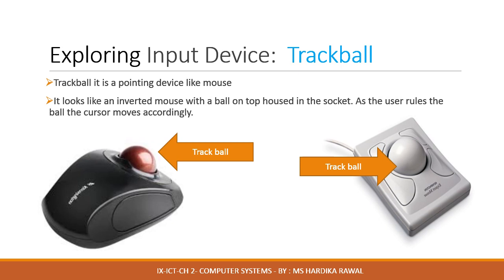Next device is the trackball. The trackball is a pointing device used just like a mouse. In fact, it looks like an inverted mouse with ball on top housed in a socket. The user rolls the ball with the fingers directly to move a cursor. Trackballs are common on portable computer laptops where there may be no desk space to run a mouse. It is not very popular because of its durability issues.